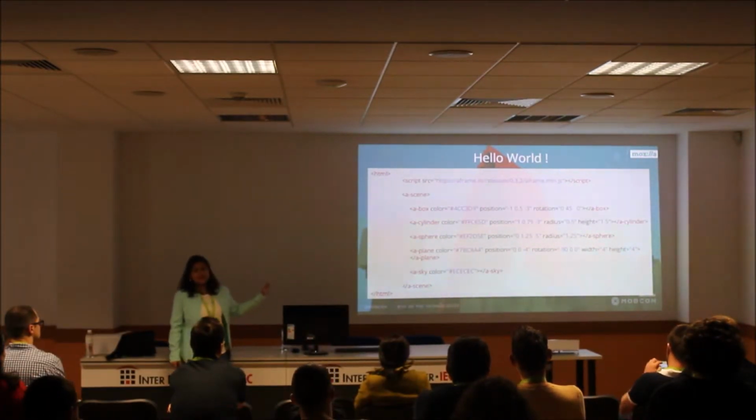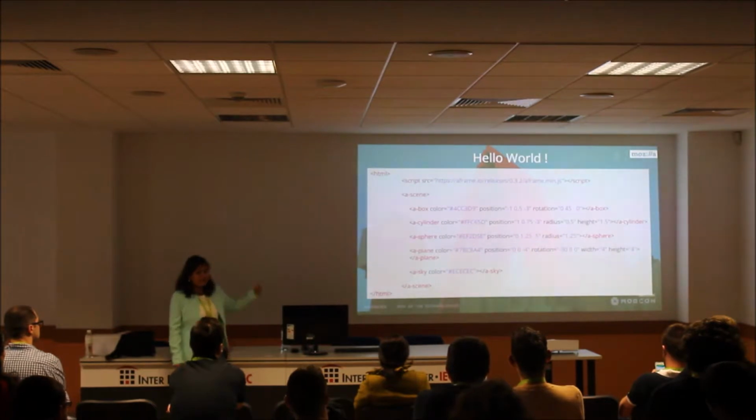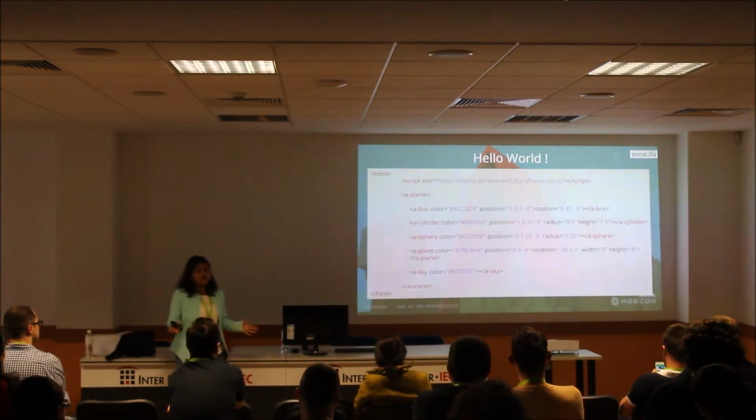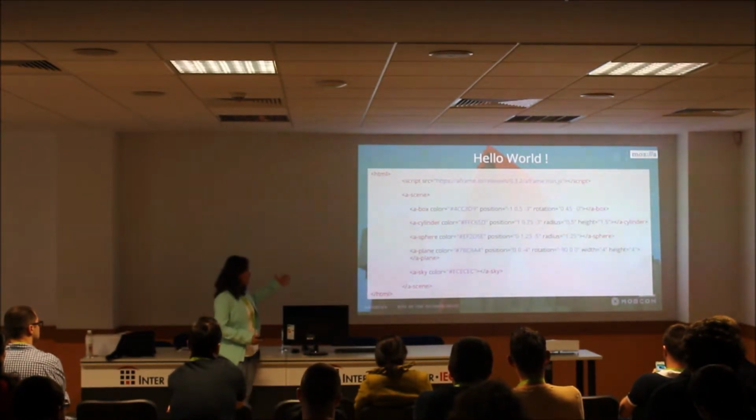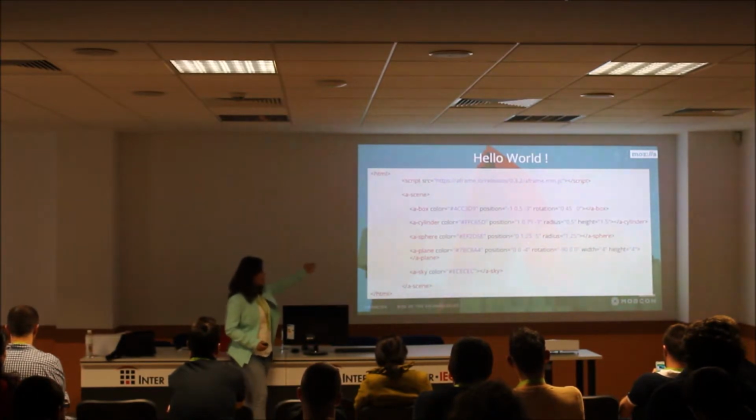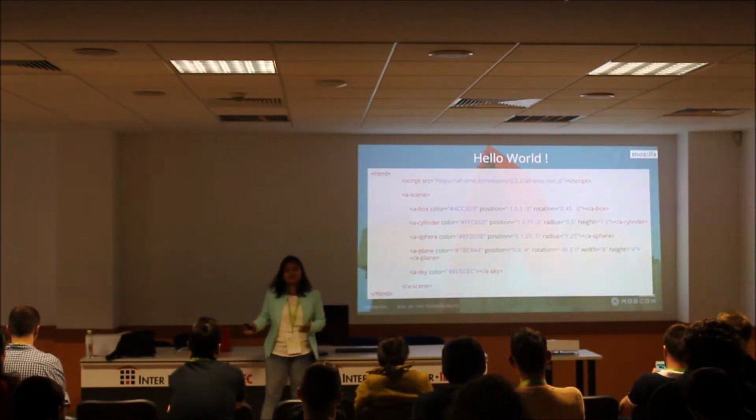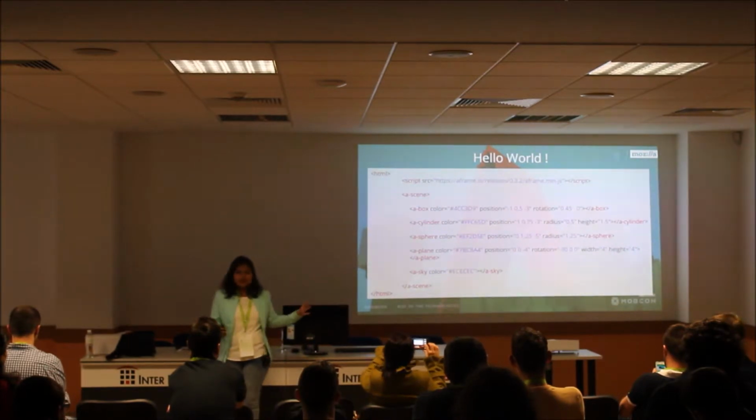That's it. 5 lines of code. You have the a-box, the tag a-box, and then just like you do it for every other HTML tag, you write your attributes: the color, position, and rotation. There are other attributes as well, but for now we just look at these 3 attributes.